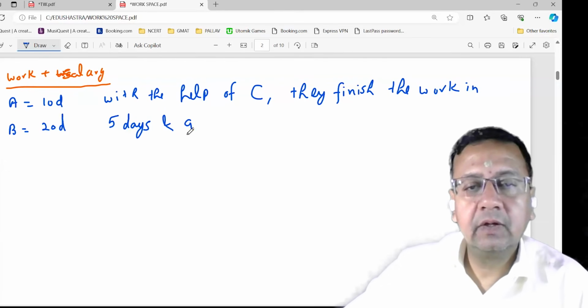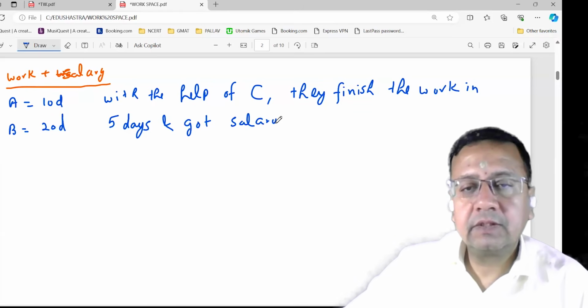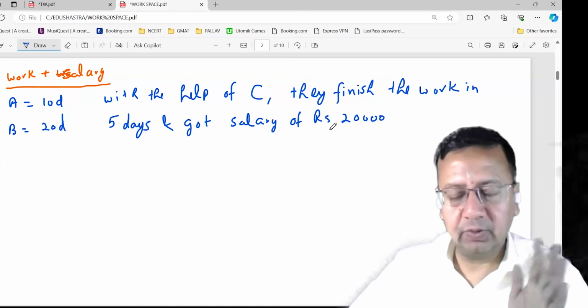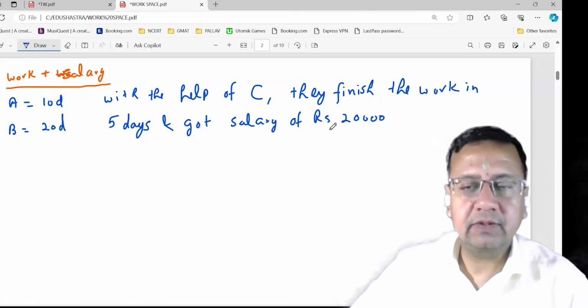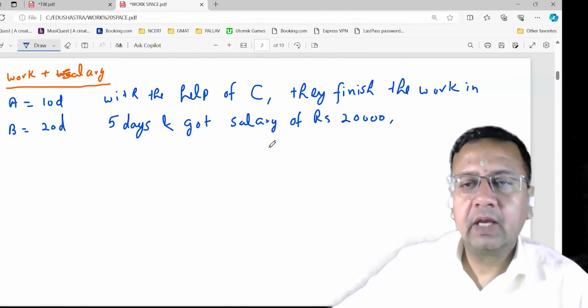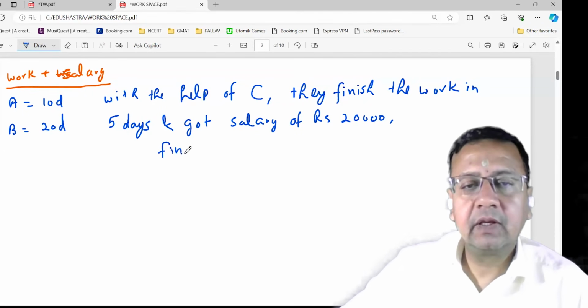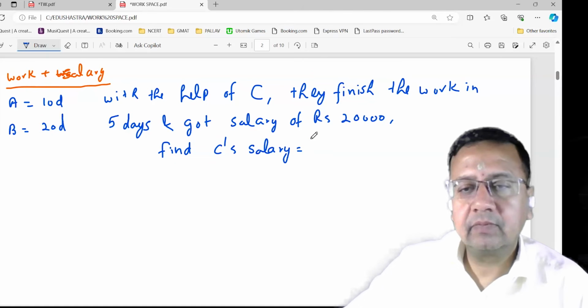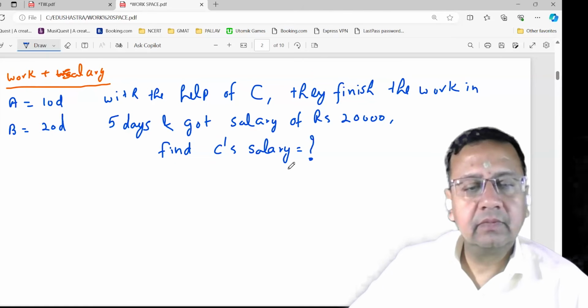And they got a salary of rupees 20,000. All three combined, right? Total salary is 20,000, not individual salary, okay? Find C's salary. What is the salary for C? Sir, 5,000. Yeah.